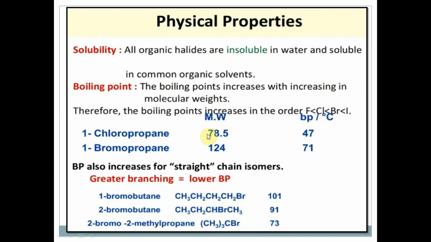1-chloropropane, molecular weight 78.5, boiling point 47. 1-bromopropane, molecular weight 125 and boiling point 71. So this order is followed here. Boiling point also increases for straight chain isomers: 1-bromobutane, boiling point 101; 2-bromobutane, which has branching, 91; 2-bromo-2-methylpropane, which has more branching, boiling point 73.